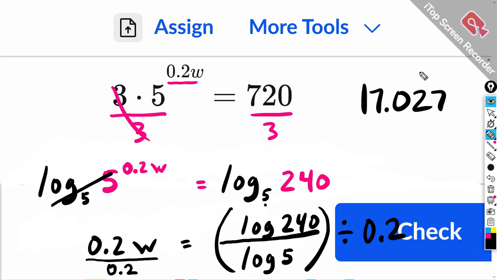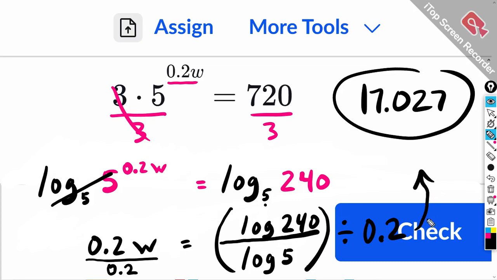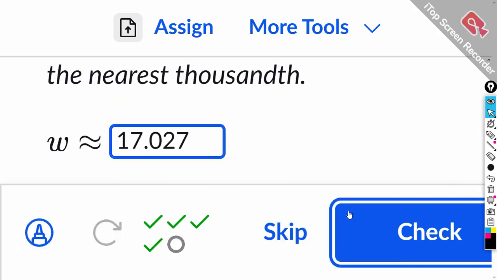17.027. Make sure you practice entering stuff like this in the calculator. 17.027.